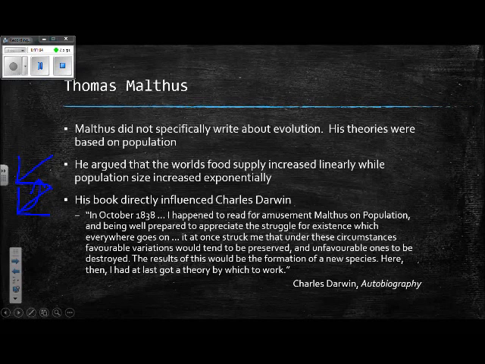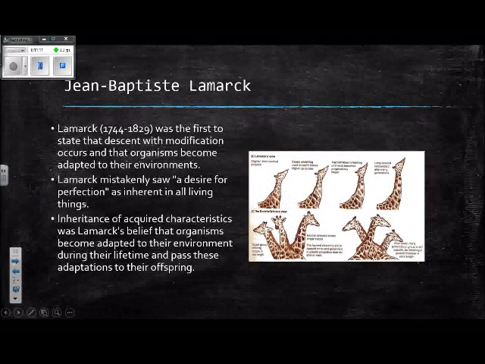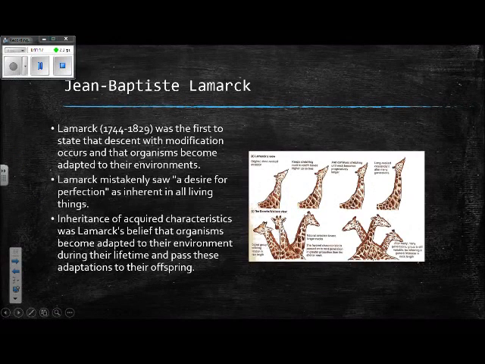Okay, so here's another evolutionary theorist who was super duper wrong. Jean-Baptiste Lamarck was the first to state that descent by modification occurs and that organisms become adapted to their environment. So one specific organism could become adapted to its environment. Lamarck mistakenly saw that a desire for perfection was inherent in all living things.